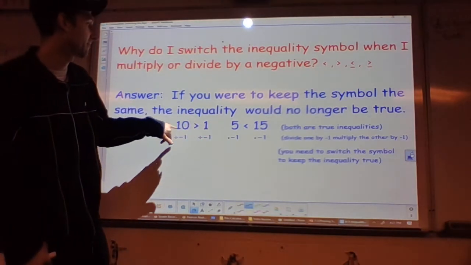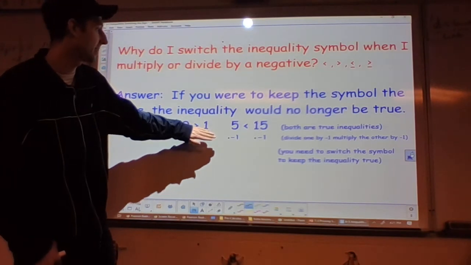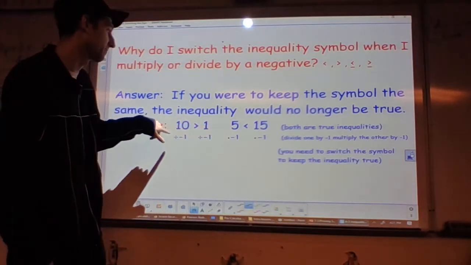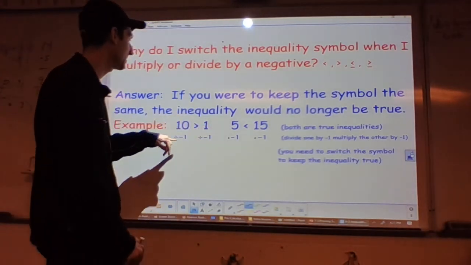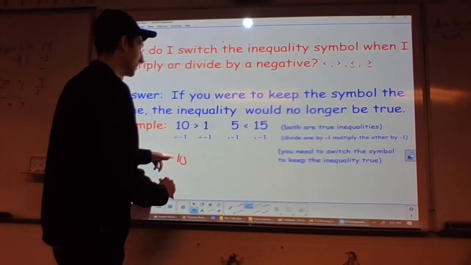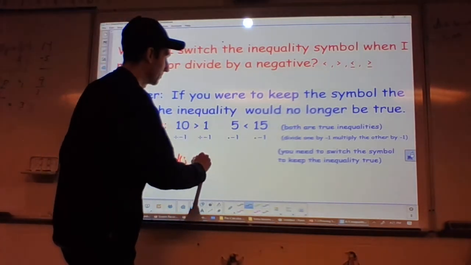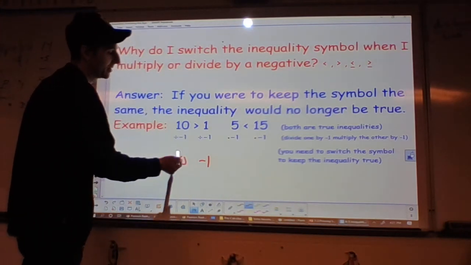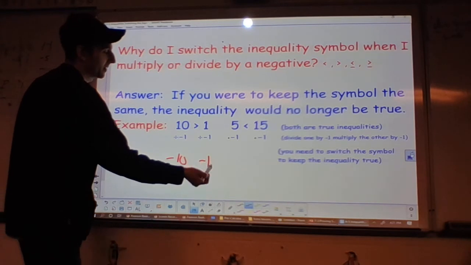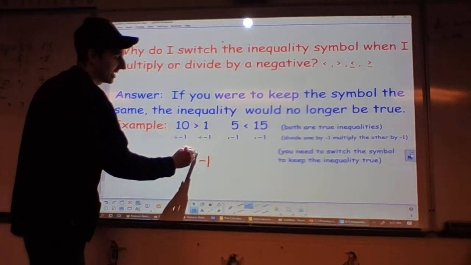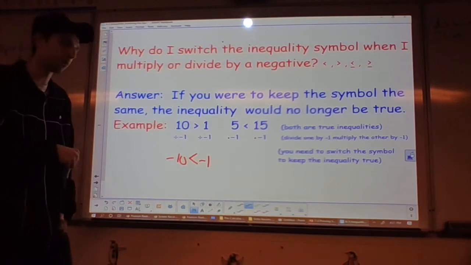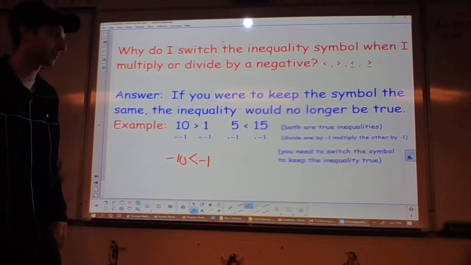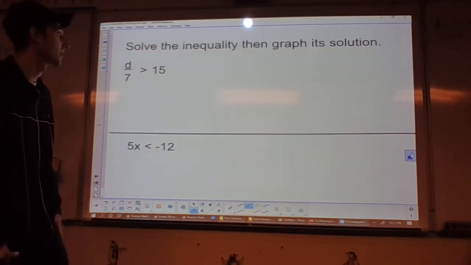Like, for instance, if we had 10 greater than 1, everybody agrees that 10 is greater than 1. Let's, for the fun of it, divide by negative 1. If we divide 10 by negative 1, we get negative 10. We divide 1 by negative 1, we get negative 1. Now, if you don't flip it, you would say negative 10 is bigger than negative 1, which doesn't make sense. So you have to flip it in order to keep the truth value, so you must flip it in order to make it logically true.